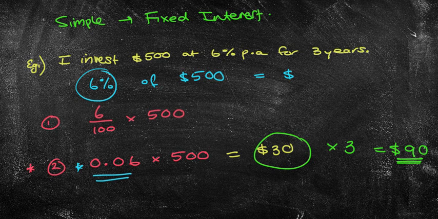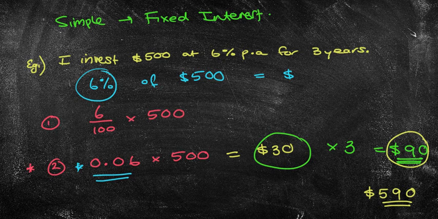I could also work out how much money I have altogether if that's what the question had asked, where I would have now a value or a total of $590. So I started with $500, I have earned $90 interest, so I now have a total of $590.